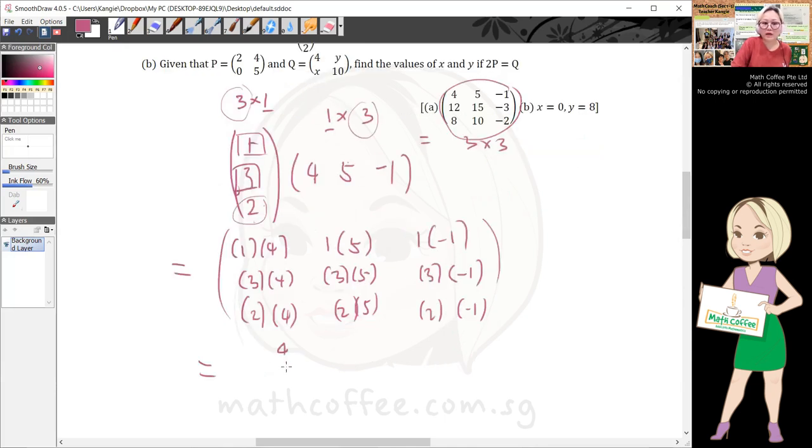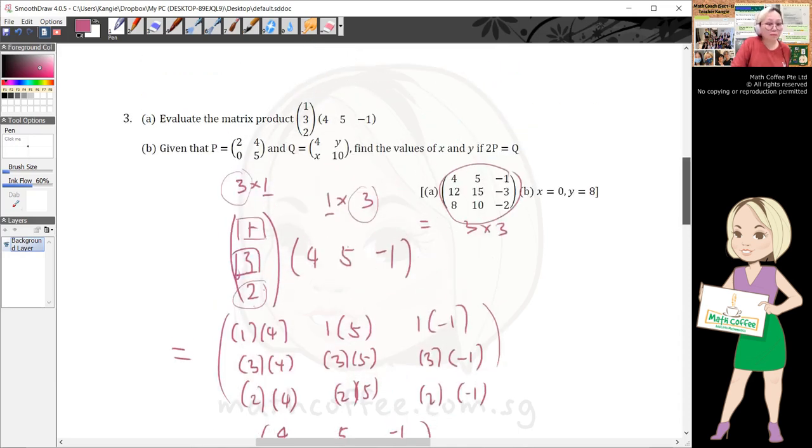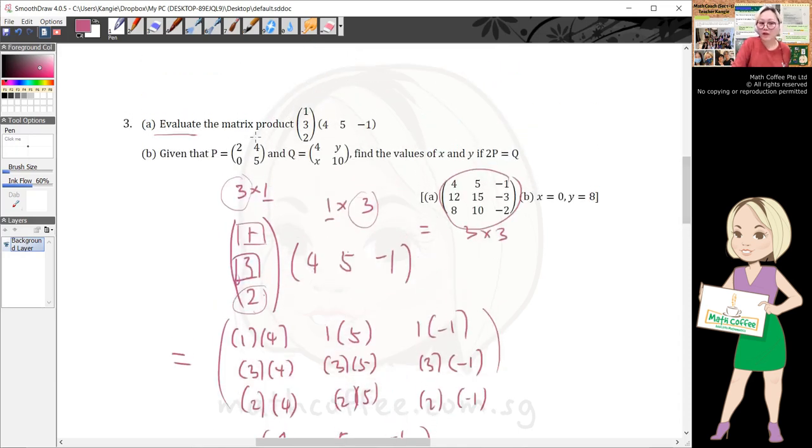So I'm just going to write down 4, 12, 8, and then we have 5, 15, 10, -1, -3, and -2. So this is the answer for part A. That's for part A. They asked to evaluate the matrix product. Next, part B. They say given that P equals to this, Q equals to this, find the values of X and Y if 2P equals to Q.